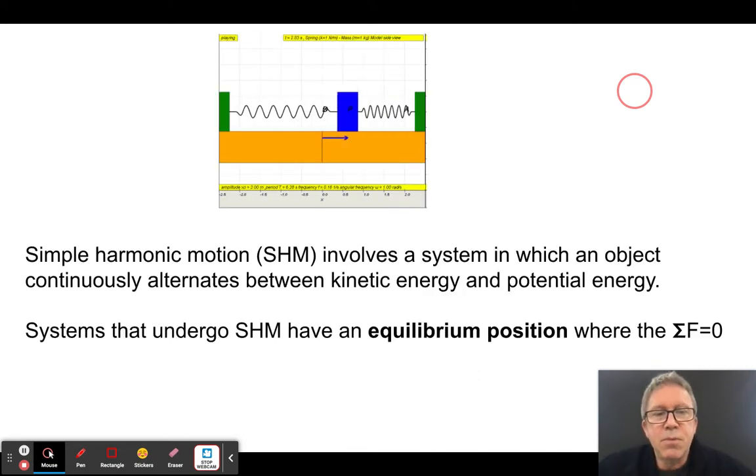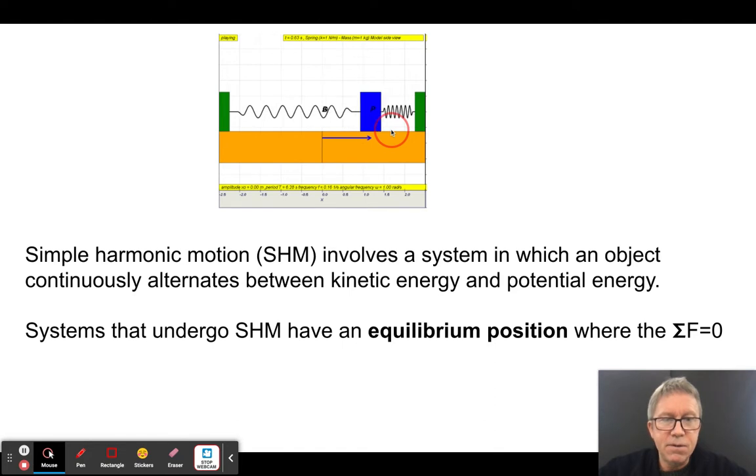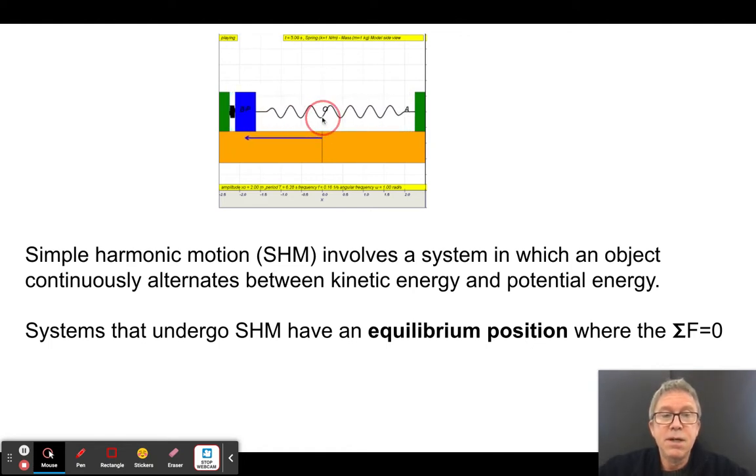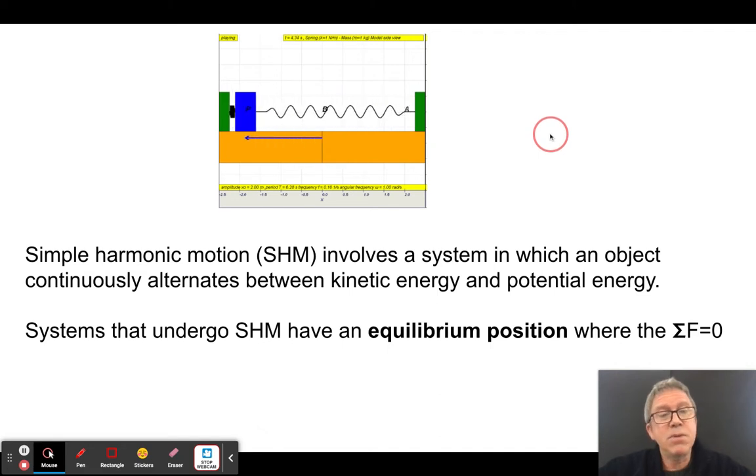So what do we mean by simple harmonic motion, or SHM? Basically, simple harmonic motion involves any kind of system in which an object is going to continually alternate between having kinetic energy and having potential energy. So systems that exhibit simple harmonic motion will have what we call an equilibrium position. And in this equilibrium position, all the forces acting on it are equal to zero. So at this equilibrium position, it has no acceleration. All right, now we're going to find out it has a lot of motion at that point, but no acceleration.